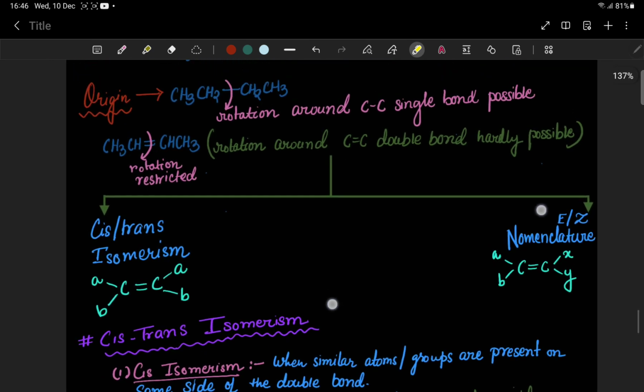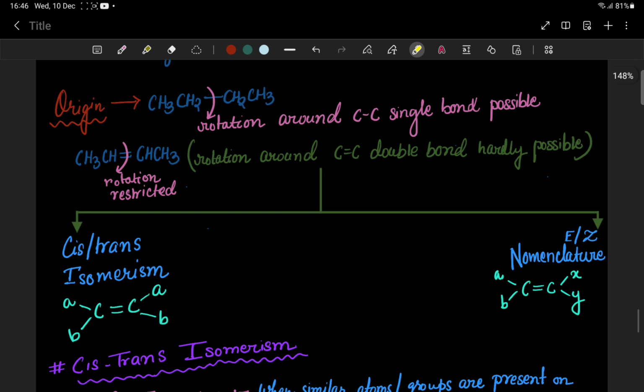Now, how does the origin of geometrical isomerism come about? When you have a linear compound, CH3, CH2, CH2, CH3, you can't see any double bond, so rotation around the carbon single bond is possible. But when CH3CH double bond CH3 is there, a double bond is present. Due to this double bond, there is a restriction of rotation around it. This initiates the topic of geometrical isomerism.